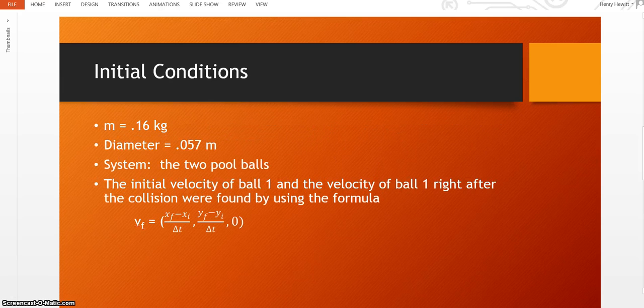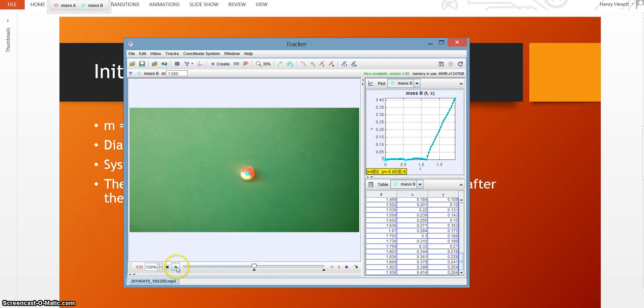So to initialize this, I found that the mass of each pool ball was 0.16 kilograms and the diameter of each is 0.057 meters. The system includes the two pool balls, and I calculated the initial velocity of ball 1 and the velocity of ball 1 right after the collision using data from Tracker and the formula: the change in position of x over the change in time, and the change in y over the change in time, is equal to the velocity. So I'll run the Tracker model now.